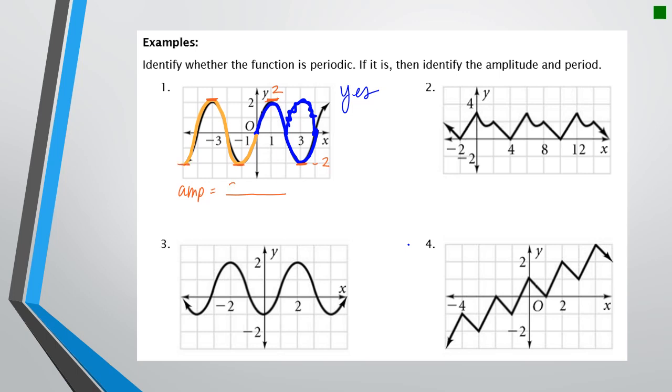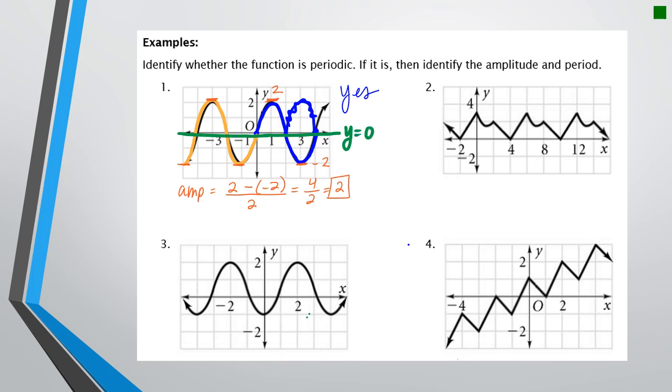So our top y value is 2, our bottom y value is -2, and then we're dividing by 2. 2 minus -2 is 4, and 4 divided by 2 is 2. So the amplitude of this graph is 2. What that means is if I drew a line right in the middle here, and this is actually the midline of the graph, which we're going to talk about in the next slide, the midline of the graph is at 0.